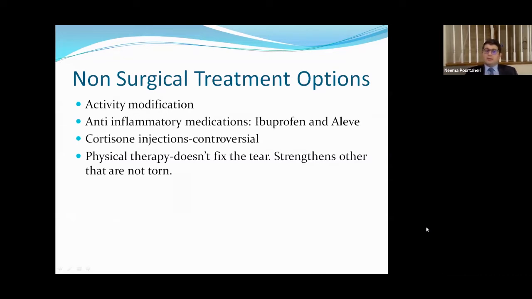Physical therapy, it's important to note, physical therapy does not fix the tear, but in some people, it can make them feel better by strengthening the other rotator cuff tendons that are not torn.